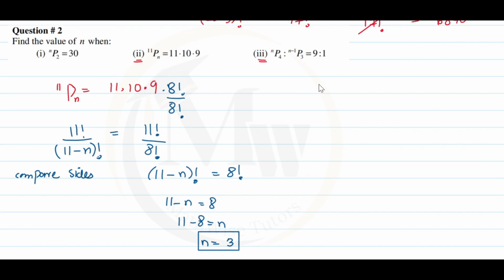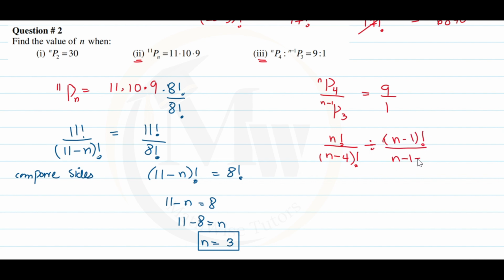So on the third part, this is the ratio. Ratio means they are dividing. So nP4 over (n minus 1)P3 equals 9 over 1. Now we need to open it up. On the numerator you have nP4, which opens as n factorial over n minus 4 factorial. I will write the divide sign like this so that I can change it later on. So n minus 1 factorial over n minus 1 minus 3 factorial.